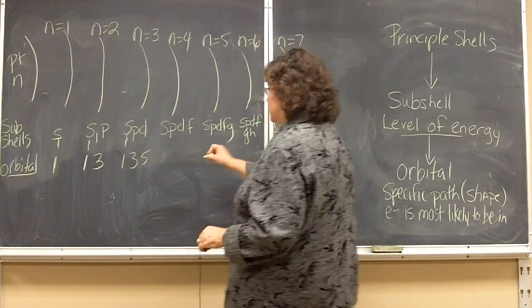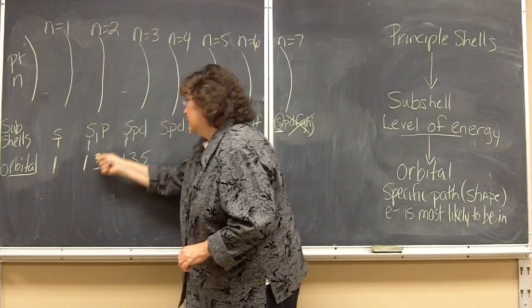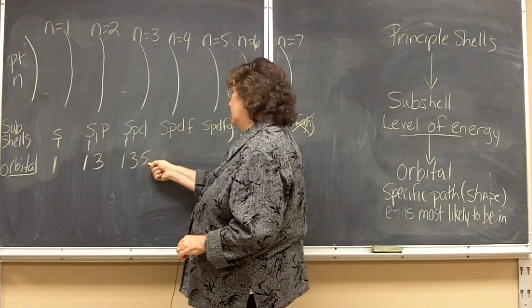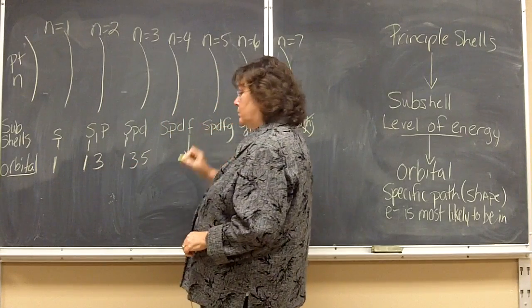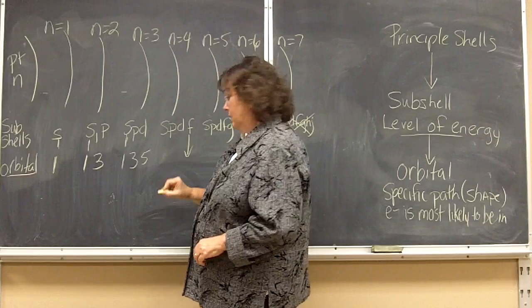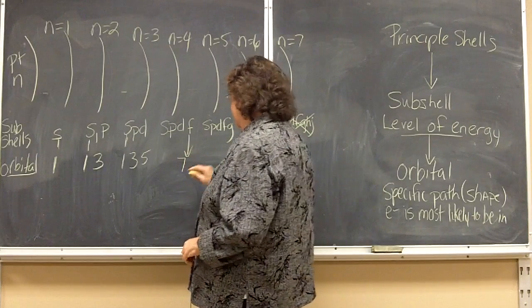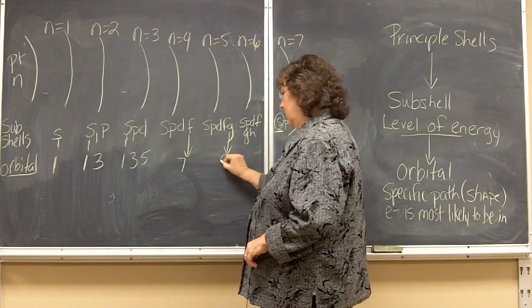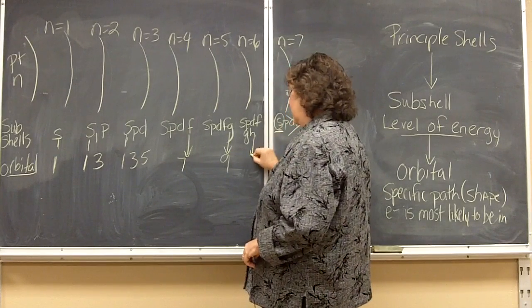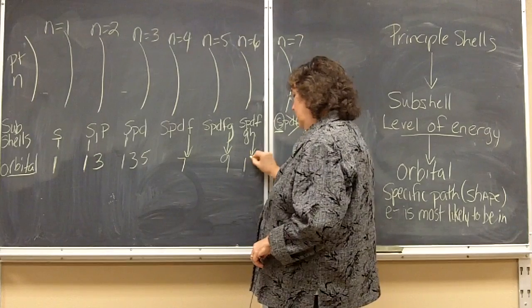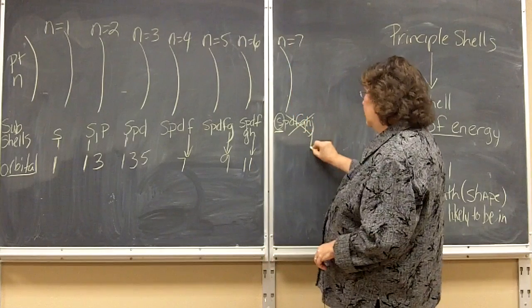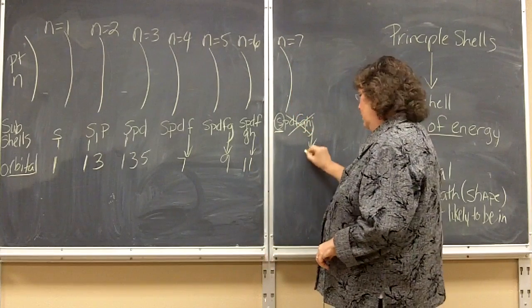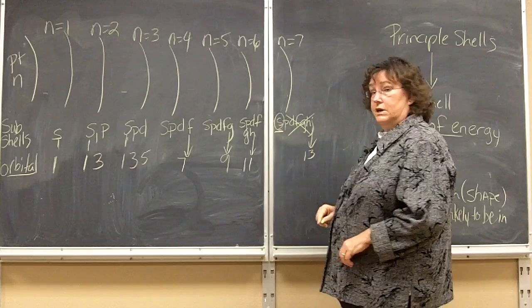Alright, so we can just keep going. This has one subshell, this has three, this has five. So guess what the F subshell has? It has 7 shapes. Guess what the G has? It has 9 shapes. Guess what the H has? It has 11. And if we had J, it would have 13.